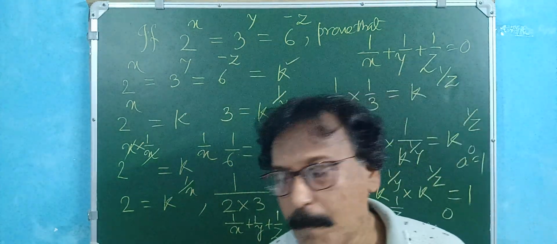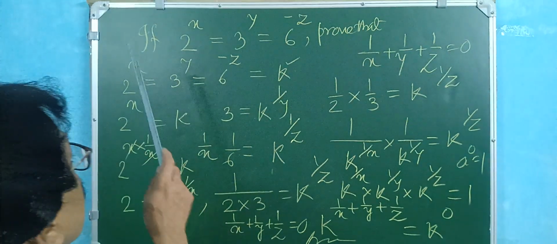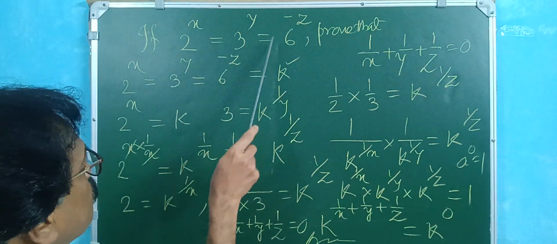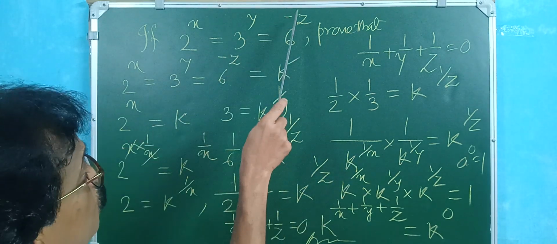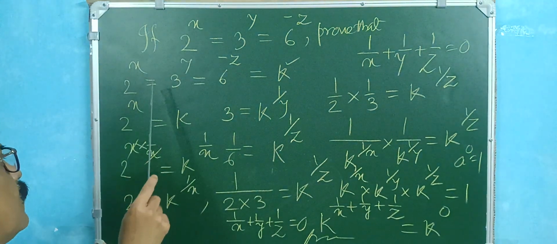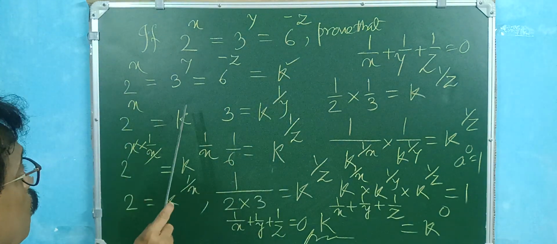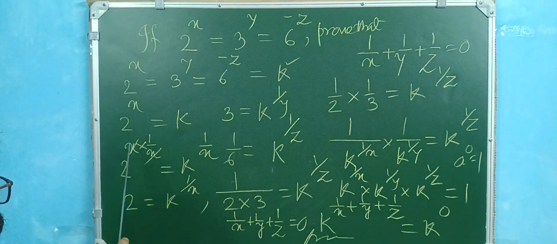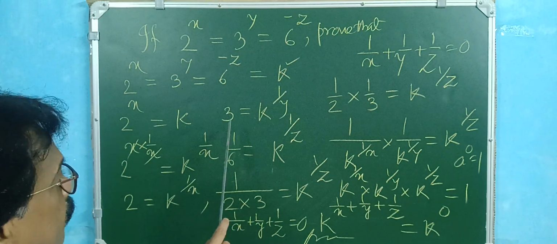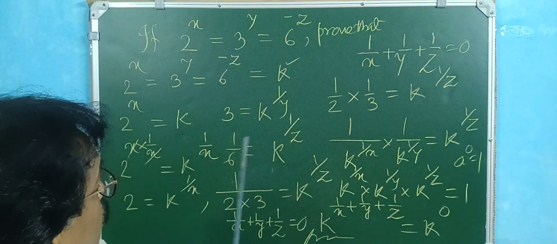Okay, no problem. I will repeat the sum. Look here: if 2 to the power x equal to 3 to the power y is equal to 6 to the power minus z, prove that this holds. Suppose 2 to the power x is equal to k. In this way we multiply. So 2 is equal to k to the power 1 by x, and similarly 3 is equal to k to the power 1 by y. And 1 by 6 is equal to k to the power z, because of the minus.